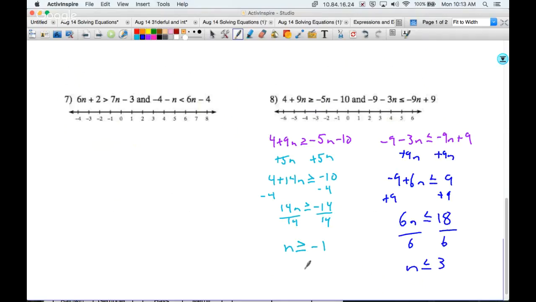So for this one, dot at negative 1. Fill it in. Arrow coming this way. This one, dot at 3. Fill it in. Arrow coming this way. They intersect. We just keep the overlap because it's an and problem.